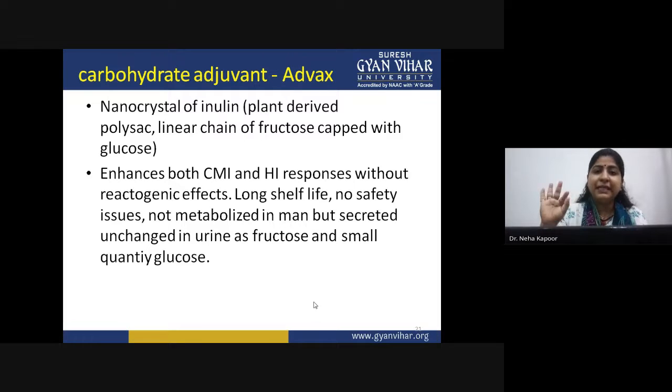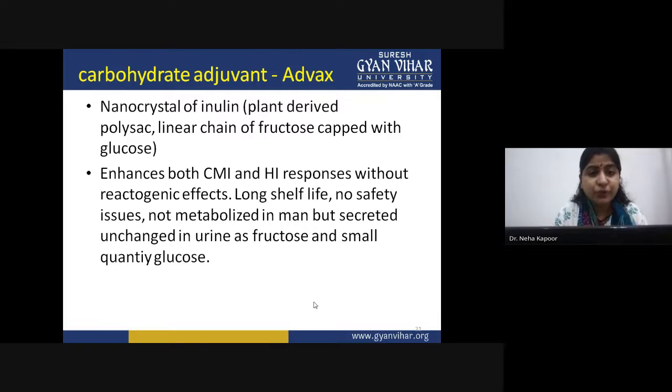That means it contains fructose and glucose molecules. The main mechanism of action, whenever we use Edwax as an adjuvant, is that it enhances both the cellular mediated immune response and the humoral response without any reactive problem. That means it is able to activate B cells so that plasma B cells can be formed and antibody can be produced. However, it can also activate CMI, that means it will activate cytotoxic T lymphocytes so that the cellular mediated immune response can be mounted with no or least reactive problems.